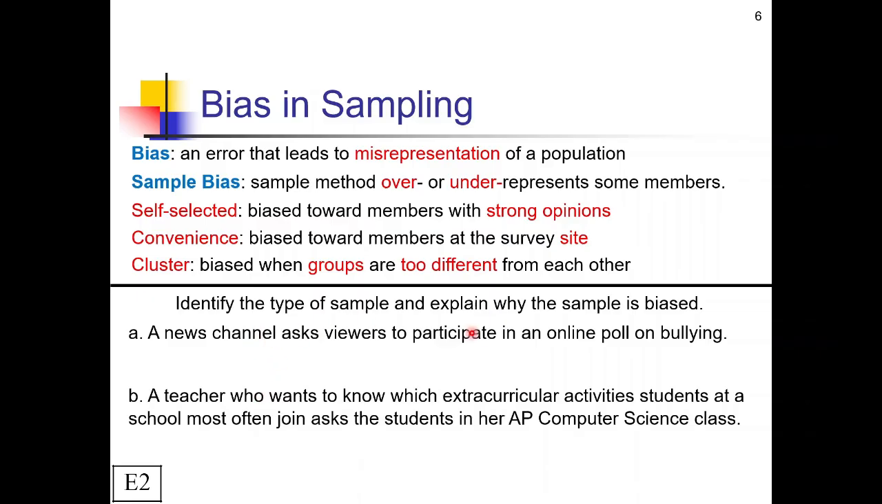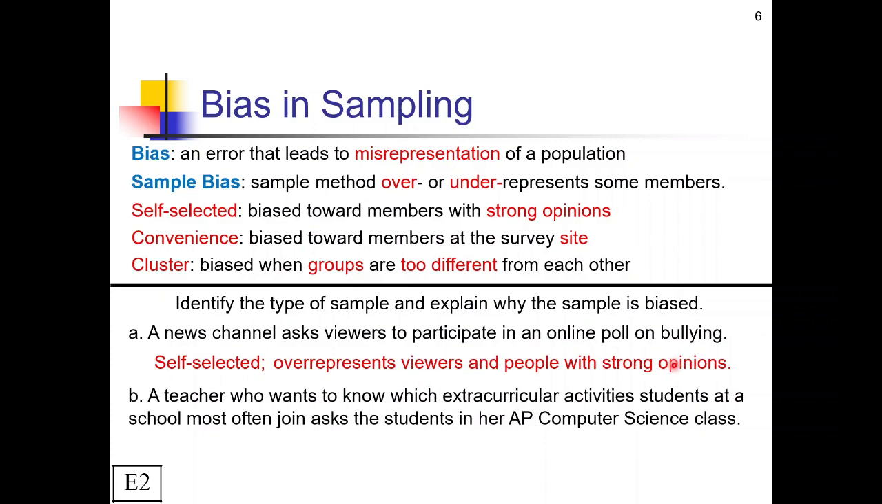So for this first one, if we're having viewers participate in an online poll, that's something they have to volunteer for. So this is a self-selected sample. And the issue there, just kind of like we said up here, people with strong opinions one way or another on bullying are going to be overrepresented. And also, while we're talking about it, how about just the viewers of the news channel, right? Not everybody is viewing this news channel. Maybe not everybody even has a device to view it with. So this definitely skews results towards people who are viewers and do have such devices. So it might not represent the entire population's views on something.